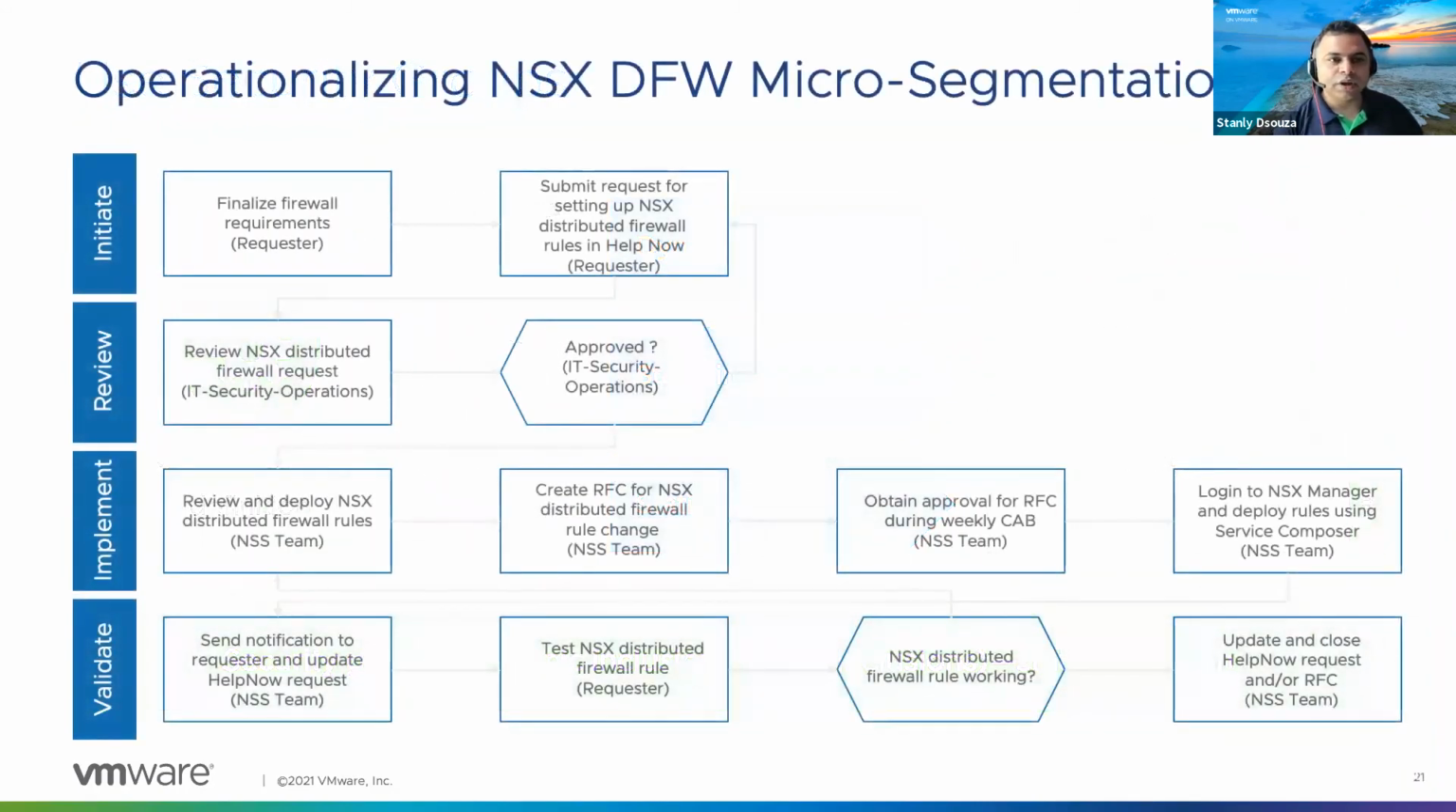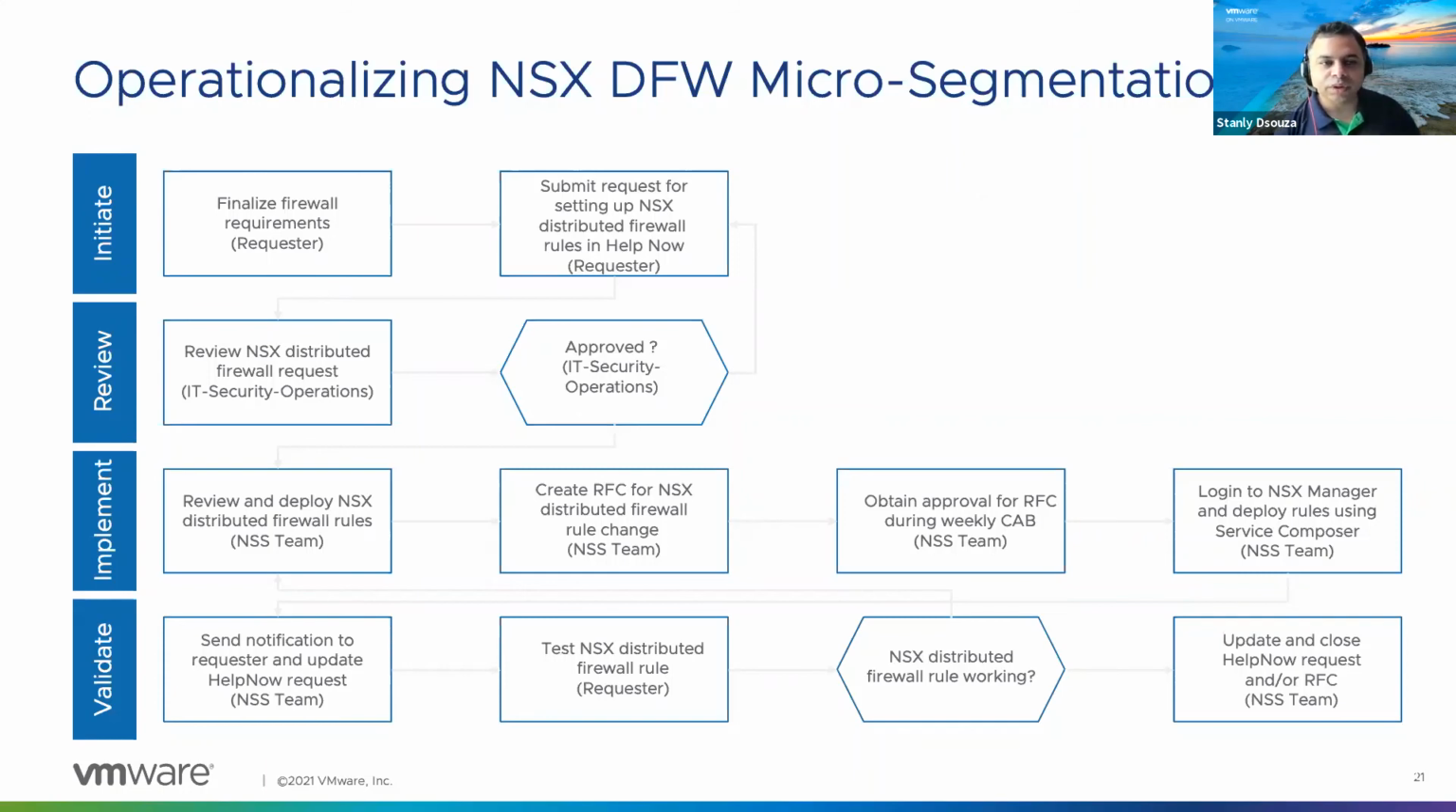Now let's look at how we can operationalize. We have been doing micro-segmentation for a very long time, and based on our experience, we have put down a flow that we follow within our organization. I would not be going into each and every block of it, but on a high level, what I would recommend here is to use the four concepts: initialize, review, implement, and validate. When we want to bring in a new application, we can just start an initiate request, and the same request can be reviewed by the security team, who approve these policies.